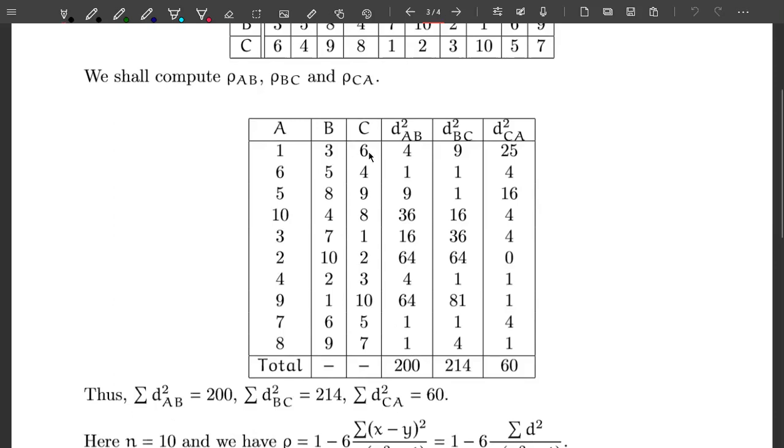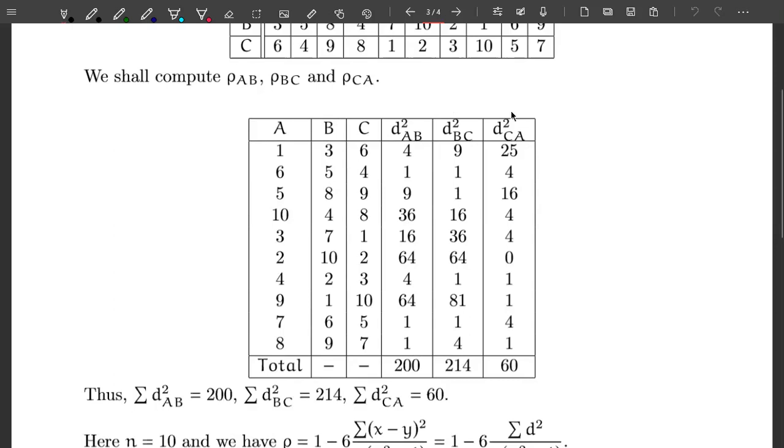So 3 minus 6, that is minus 3. Minus 3 whole square is plus 9. 5 minus 4, that's 1. 1 square is 1. Like that, we calculate all the values for the next 2 judges, that is B and C, and D square BC is here. And summation D square BC is equal to 214.